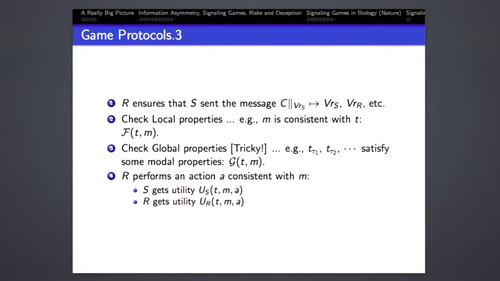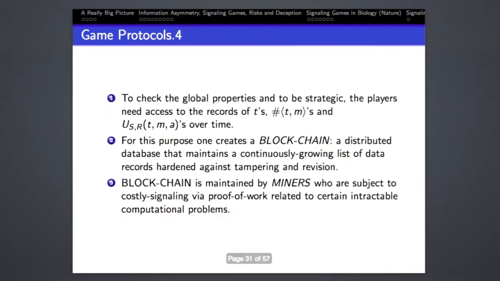But checking the global properties, that over time it has actually done the right things sequentially, requires him to do some extra work. And he can't do that just from the message, so he needs some sort of database, some sort of a ledger that actually keeps track of this thing. So we'll call this a crypto ledger. Okay? And then once this is done, everything is verified, the utilities are revealed. So the sender gets his utility, the receiver gets his utility. So the signaling game can be implemented in an abstract way.